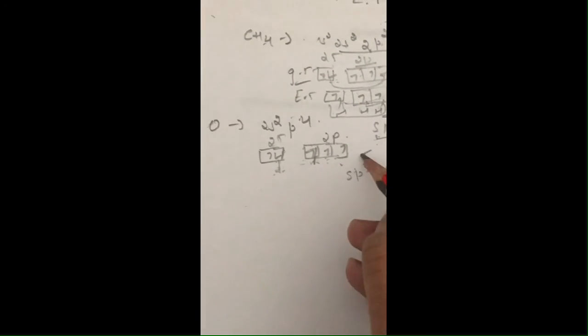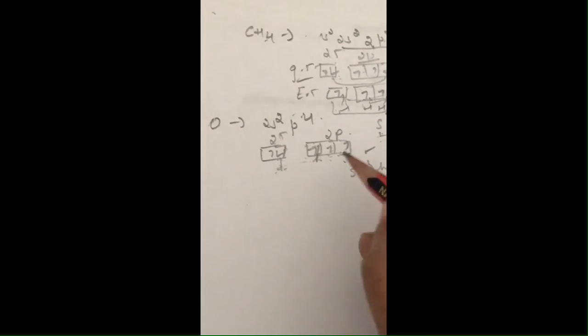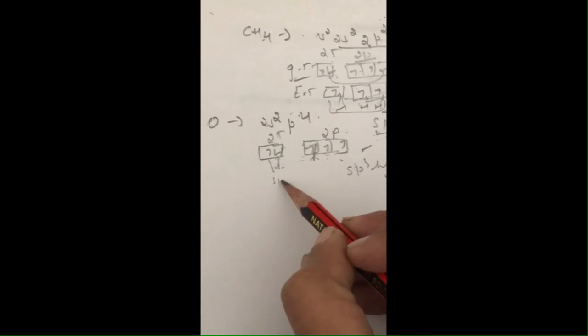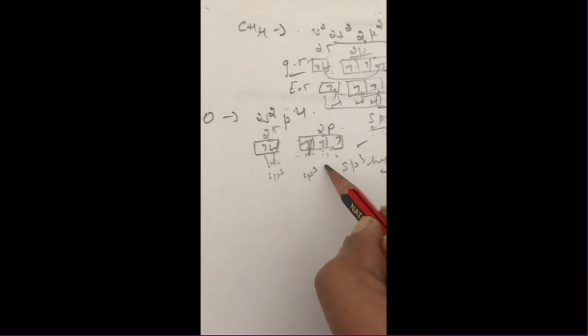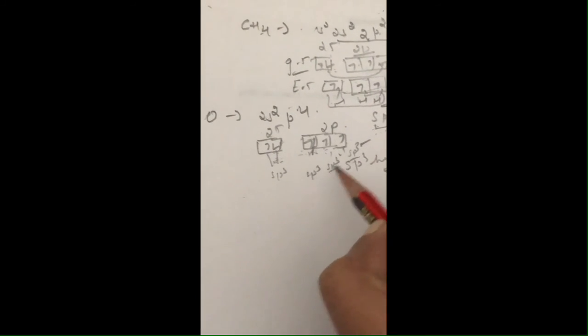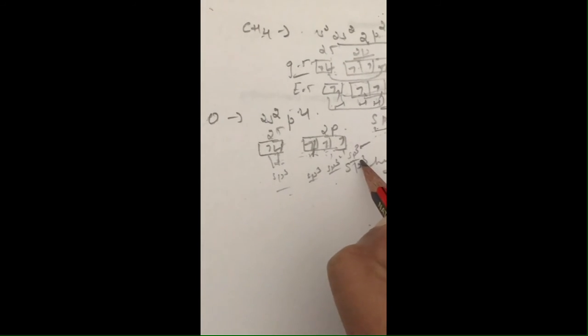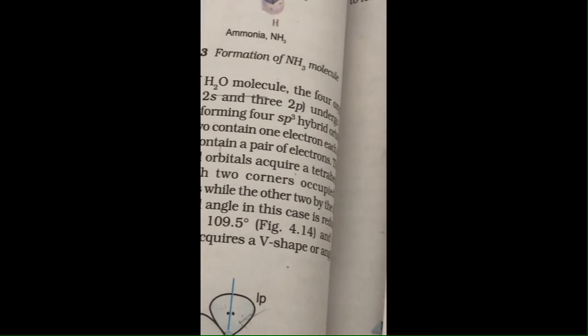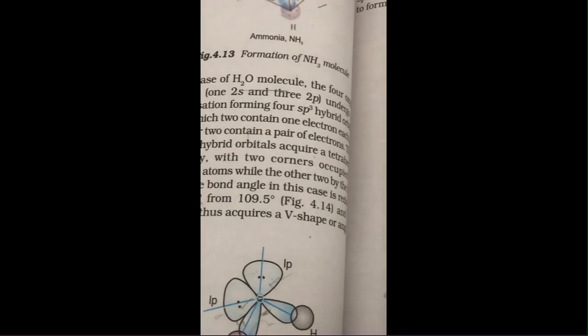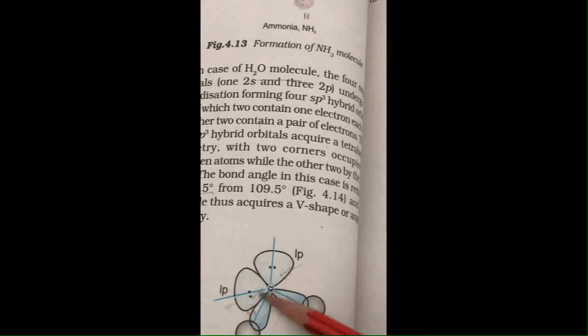We have to take these 4 orbitals as sp3 hybridized. Clear? This is the first sp3 hybrid orbital, this is the second, this is the third, and this is the fourth sp3 hybrid orbital. From these 4 sp3 hybrid orbitals, the first and second are going to be lone pairs, and the rest, the third and fourth sp3 hybrid orbitals, are going to be single bonds. Clear?